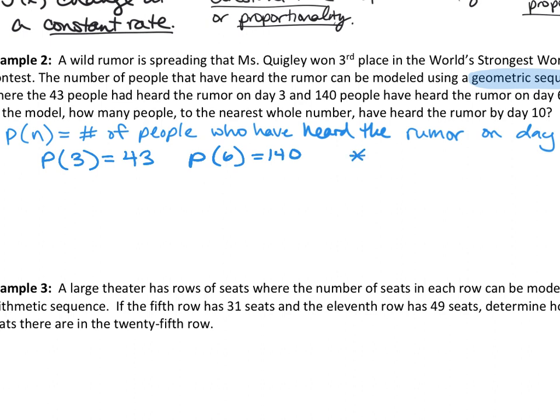Because I want you to start remembering the geometric sequences, we're going to write them down again. This is g sub n equal to g sub k times r to the n minus k. I know that it's on the other side of your paper, and I know that we have it in both exponential and sequence form, but they're the same function. We know g sub n, g sub k, n, and k, which means we have enough information to solve for r, or the rate at which this rumor is spreading. So we're going to do that just like we did on our practice problems today. We have 43 equal to 140 times r to the 3 minus 6.